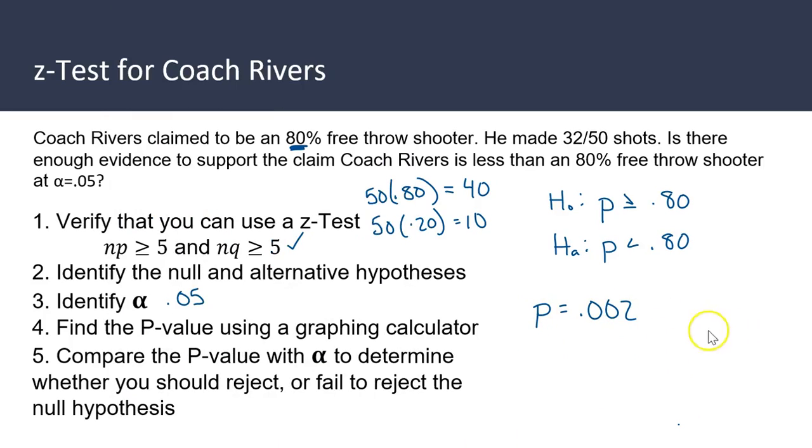All right, I'm going to compare that to my alpha of 0.05. All right, so this is alpha. 0.002 is less than 0.05. So I am going to reject the null hypothesis.